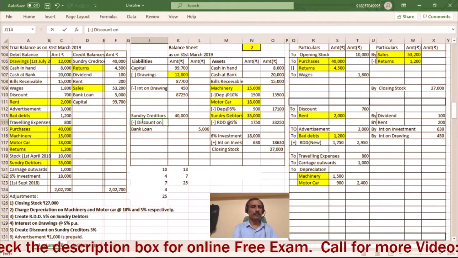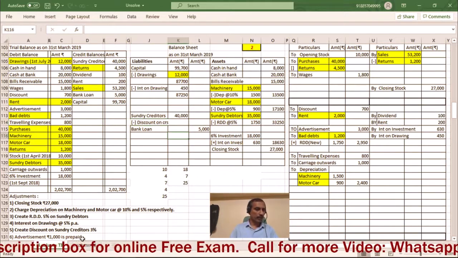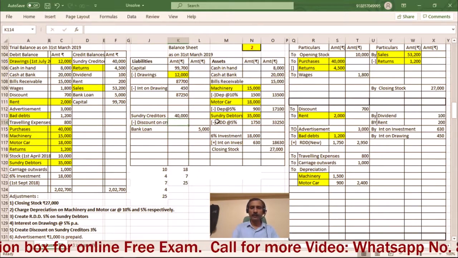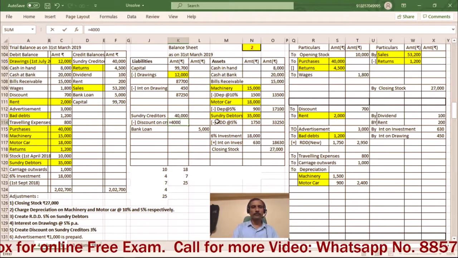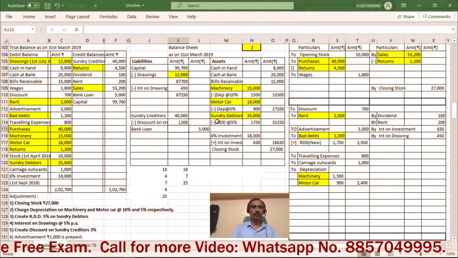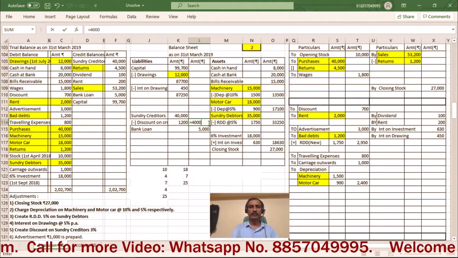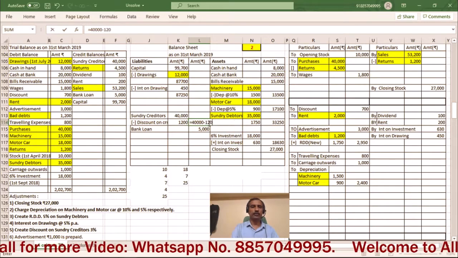Discount. Creditors give a discount to us, that is our income. So what is the amount? 3%. Let me calculate. 40,000 into 3%, okay, 1,200. So we have to reduce this balance, 40,000 minus 1,200.